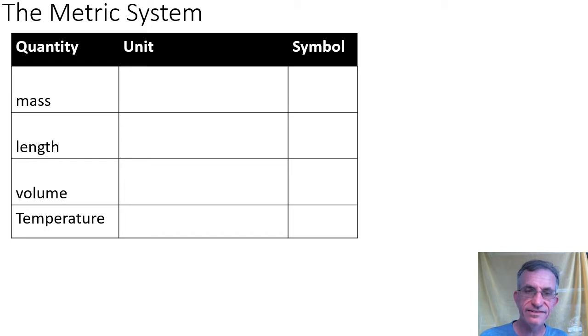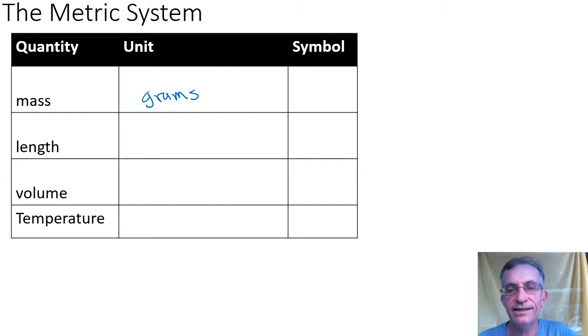Now on this chart, I've listed 4 things that we commonly measure, and I want to make sure you know what unit we would use for each one of these. So often in class, we're going to start off by measuring mass or length or volume or temperature. I want to make sure you know the metric units. To start off with, for mass, the unit in the metric system is grams. Often we're not going to write out the word grams. We're just going to use the symbol for grams, which is little g.